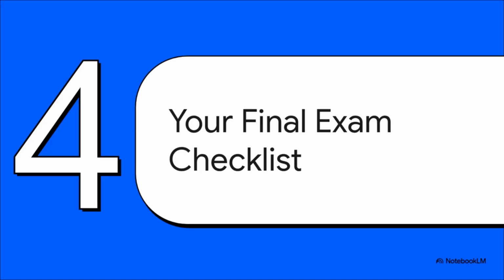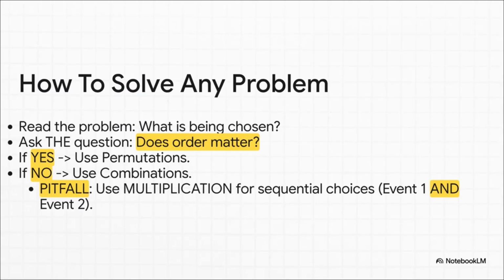And that brings us to my favorite part, Section 4, your final exam checklist. This is where we put it all together into a simple tool you can actually use. Okay, here is your process for every single one of these problems. Step 1, just read the problem carefully. What is actually being chosen? Step 2, ask the golden question. Does the order matter? Step 3, if your answer is yes, it is a permutation. Step 4, if your answer is no, it's a combination. And please, remember the huge pitfall here. For sequential choices, like getting a pizza and a side, you always multiply. That's our fundamental counting principle coming back to save the day.